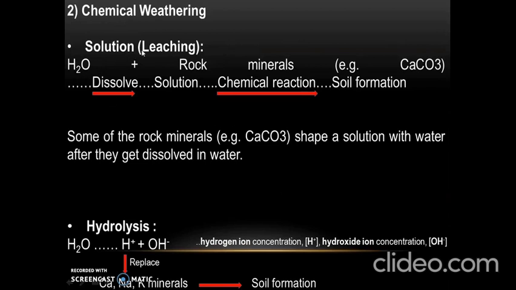Next is solution, that is leaching. That means when water acts on the rock mineral, for example CaCO3, it dissolves and solution is formed, and due to chemical reaction, soil is formed. Next is hydrolysis. That means the hydrogen ion gets replaced by calcium, sodium and potassium minerals, which results in soil formation.